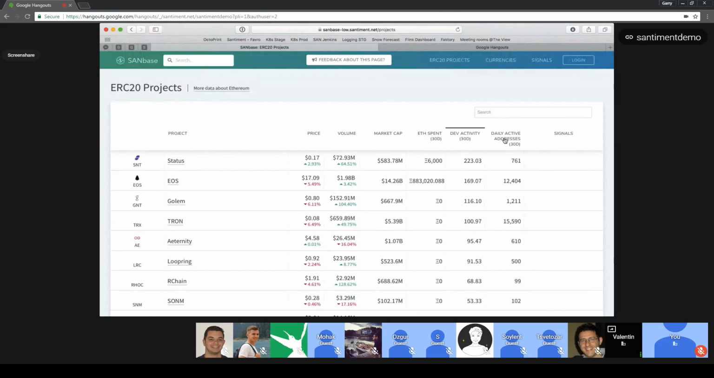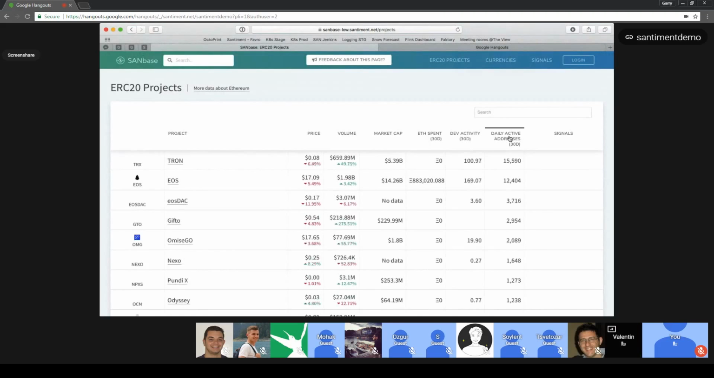Something else that you can do, in a similar fashion, is to sort by daily active addresses. Here we have the 30-day average of the daily active addresses for the transactions being done on chain. The way we measure this is that we look at all the token transfers on the blockchain, and we look at how many unique addresses participated every day in some kind of exchange, and then we get this number.